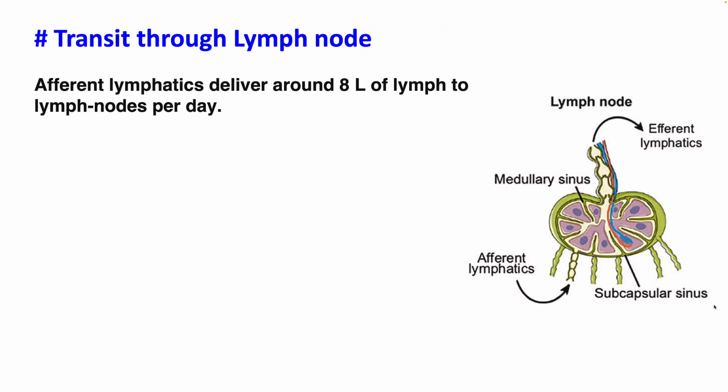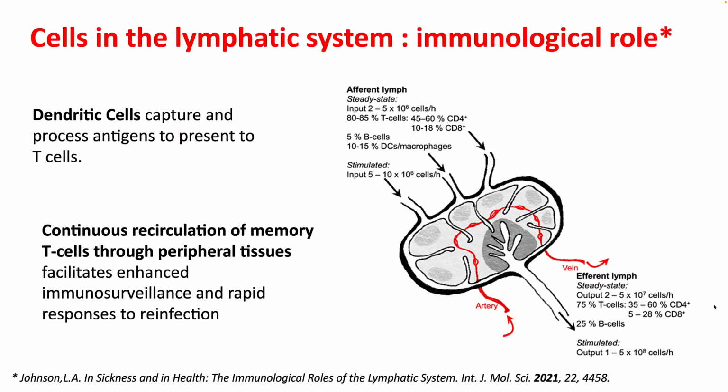The afferent lymphatics will end up in a lymph node, and they will deliver around 8 liters of lymph to the lymph nodes every day. The fluid in the lymph also comprises a lot of cells, and these have an immunological role. You can see that in afferent lymph, there are a lot of B and T cells, but they also have dendritic cells. If you remember, dendritic cells capture and process antigens to present to the T cells, and the whole lymphatic system is designed to have a continuous recirculation of memory T cells through the peripheral tissues, and this facilitates and enhances your immunosurveillance and results in rapid responses to reinfection.